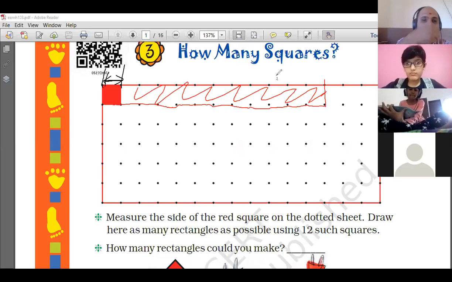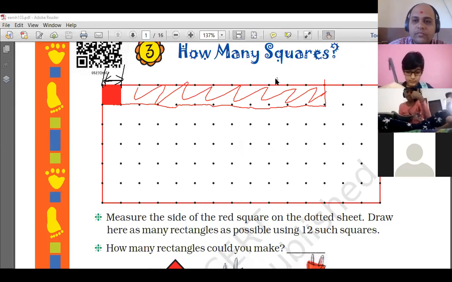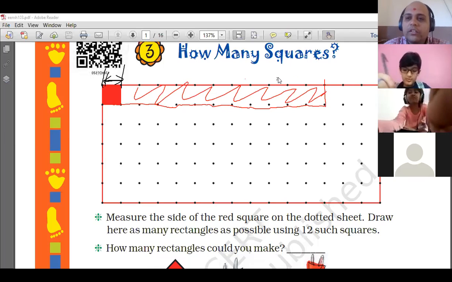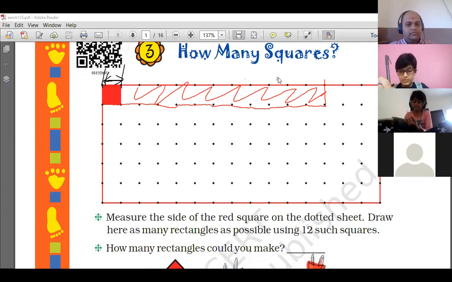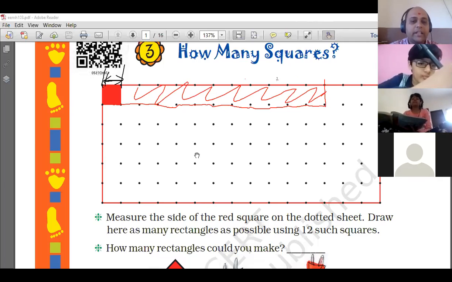Yes or no? Don't nod your head. Give me a thumbs up or down. Come on. Good. Done. So now this way, how many other rectangles can you make? Let's see in your textbook. How many different rectangles can you make? Think about it and show me one by one.